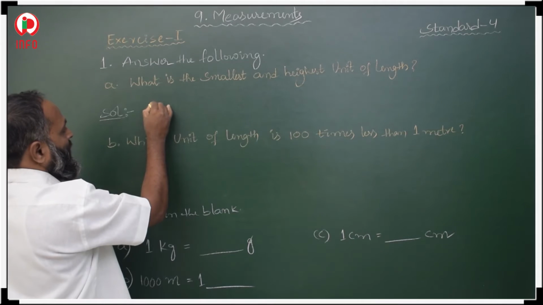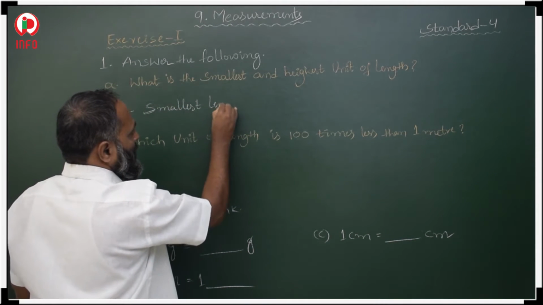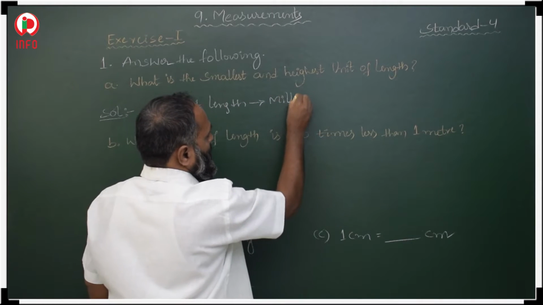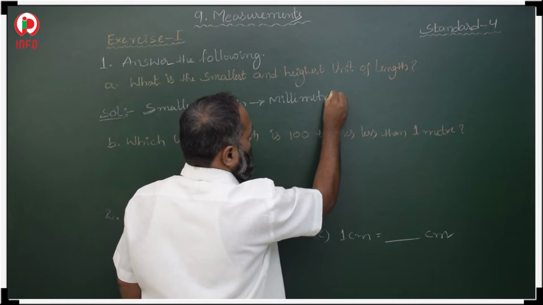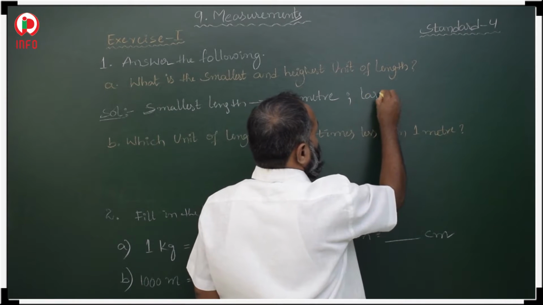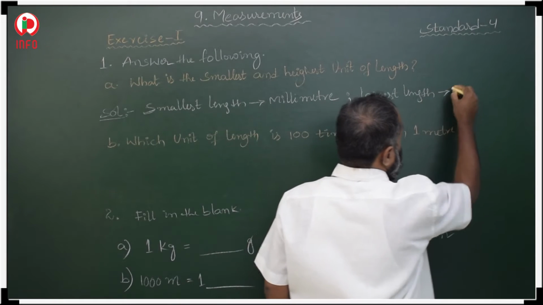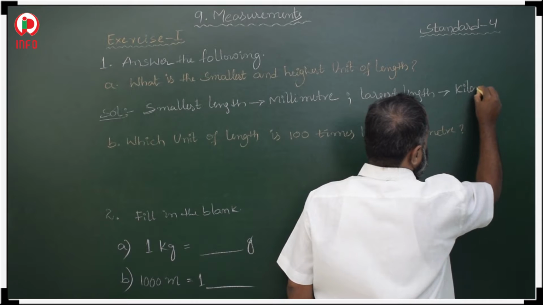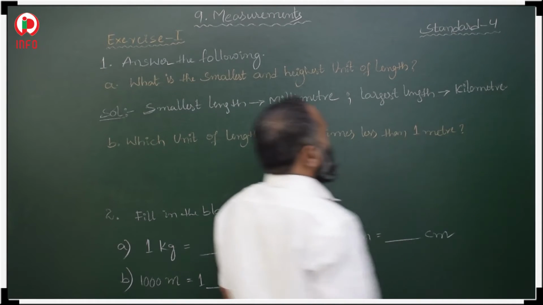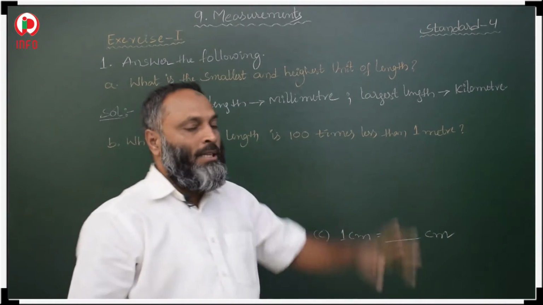Smallest unit, smallest length, millimeter, and largest or highest length, kilometer. So the smallest length is millimeter and the largest length is kilometer.